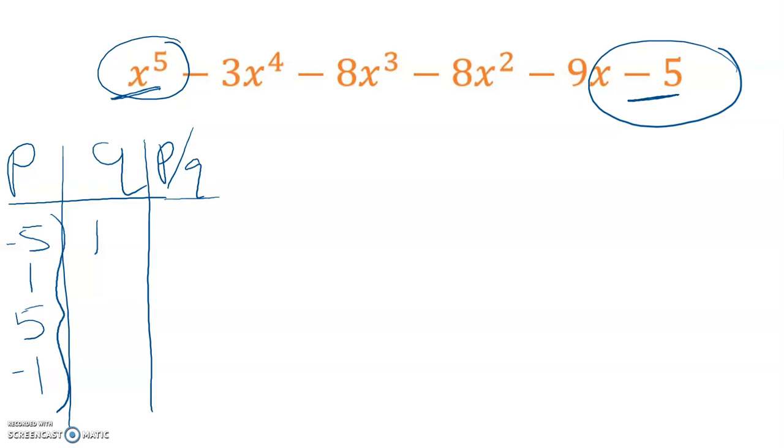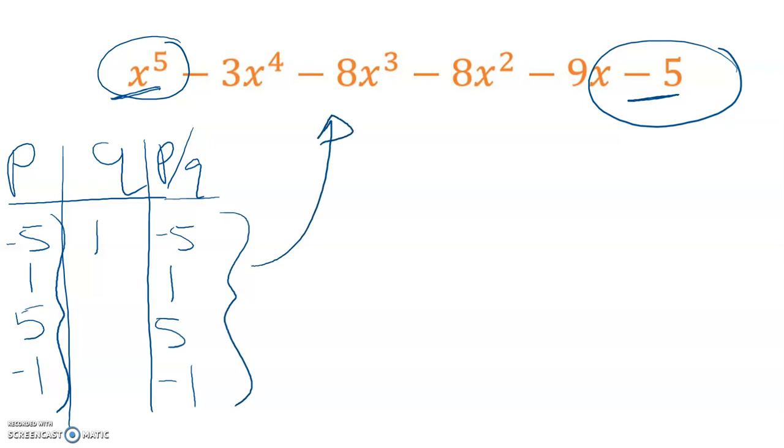So -5 divided by 1 is -5, 1 divided by 1 is 1, 5 divided by 1 is 5, and -1 divided by 1 is -1. Then what we need to do is find out which of these, when substituted into this function, equals 0. Because if it equals 0, it is a root of the function.